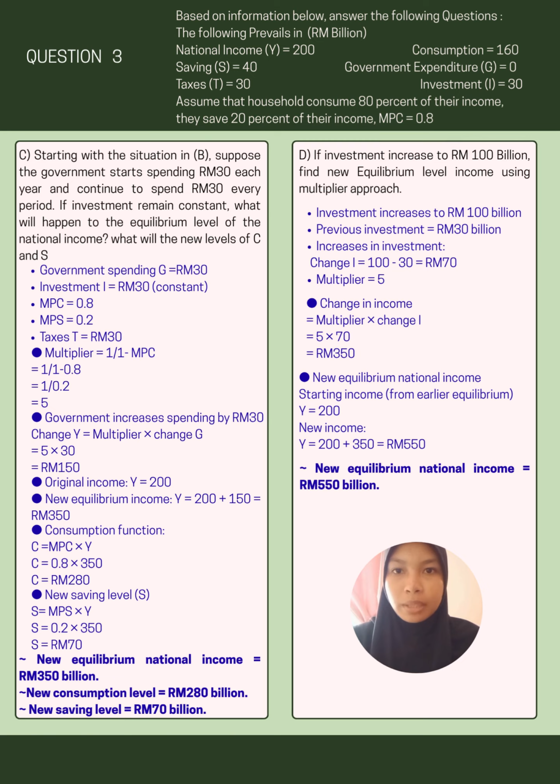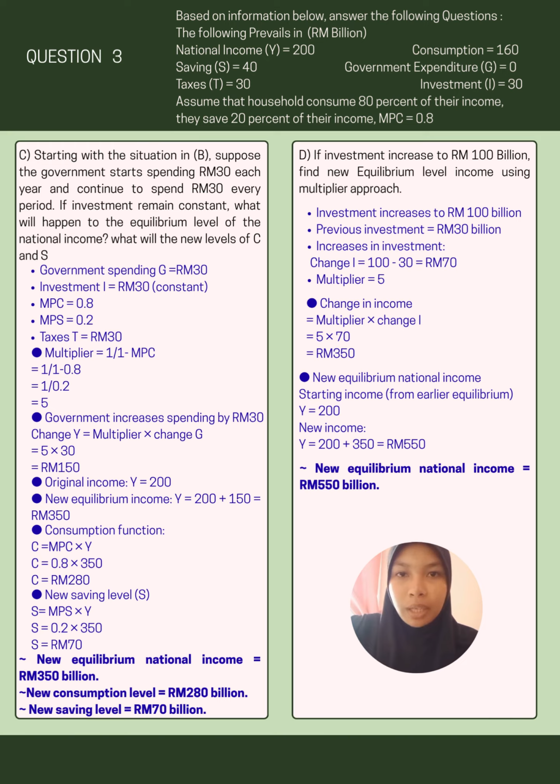Question 3C. The government starts spending 30 billion ringgit while investment remains constant. The MPC is 0.8, so the multiplier is 1 divided by 1 minus 0.8, which equals 5. The increase in national income is 5 times 30 equals 150 billion ringgit. The original income is 200 billion ringgit, so the new equilibrium national income becomes 350 billion ringgit. New consumption is 0.8 times 350 equals 280 billion ringgit. New saving is 0.2 times 350 equals 70 billion ringgit. In short, government spending increases income, consumption and savings in the economy.